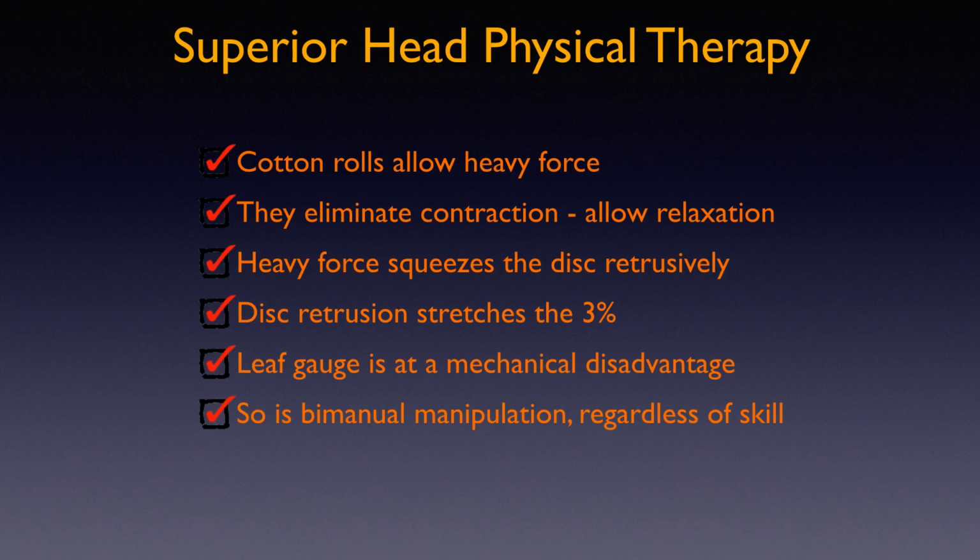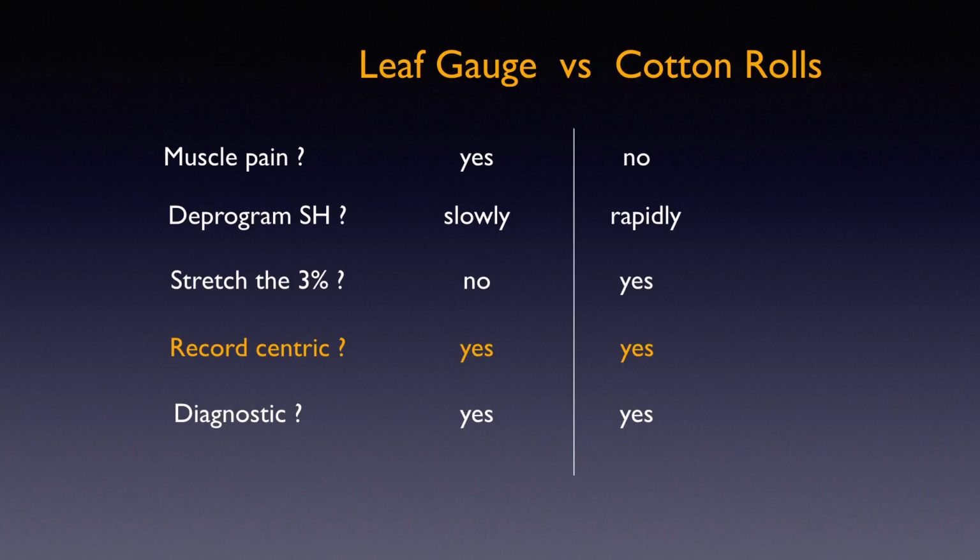In terms of superior head physical therapy, the cotton rolls allow a much heavier force. They eliminate the contractual engram, which allows relaxation. The heavy force squeezes the disc retrusively. The disc retrusion stretches the muscle fibers which control it. The leaf gauge, being between the front teeth, is at a mechanical disadvantage, and so is by manual manipulation, regardless of skill. Both techniques are quite successful for recording centric relation.